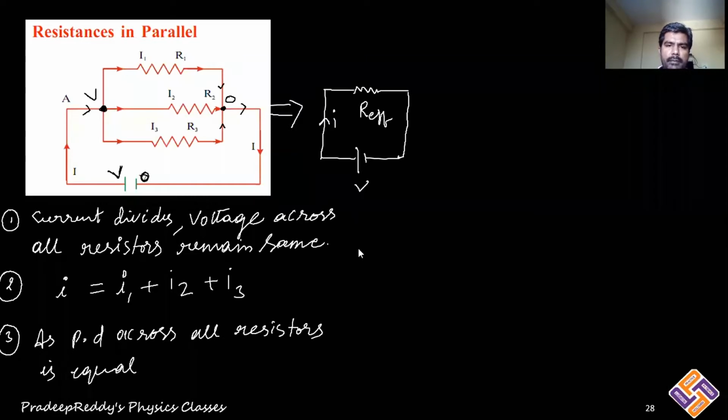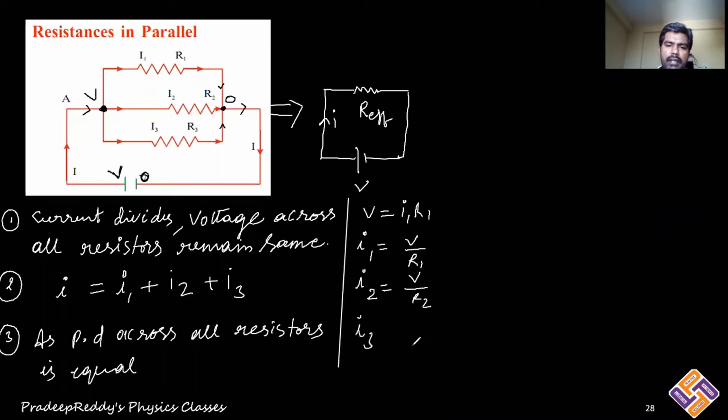Therefore, you can simply write the potential difference across each resistor: V is equal to I1R1. From here you can write I1 is equal to V divided by R1. Similarly, I2 is equal to V divided by R2, and I3 is equal to V divided by R3. And from this effective circuit, you can write I is equal to V divided by R effective.